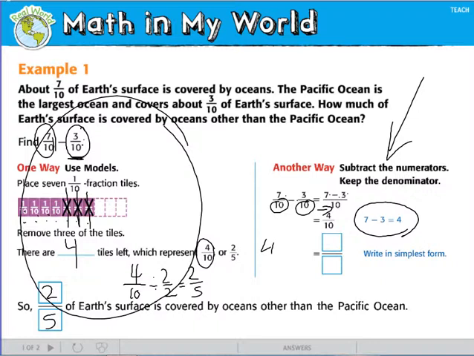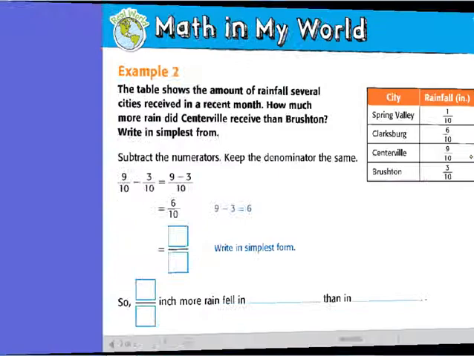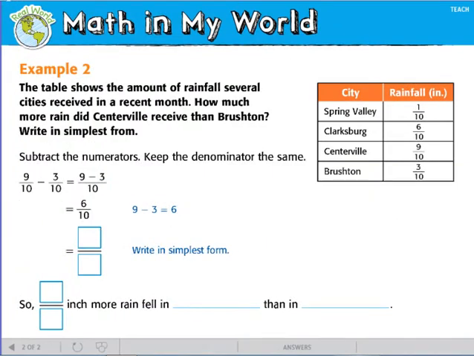We want it in simplest form. We already said over here, we divide it by 2 over 2. 4 divided by 2 is 2. 10 divided by 2 is 5. Very, very similar to adding fractions with like denominators.